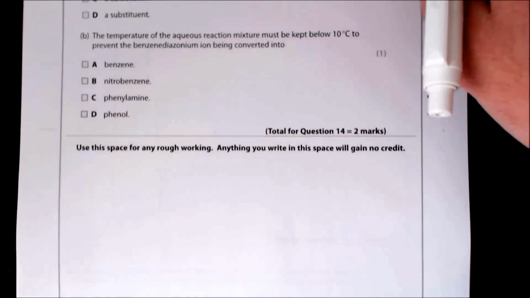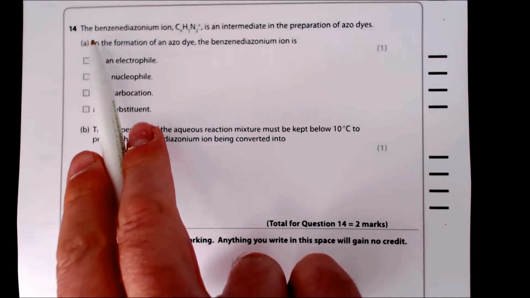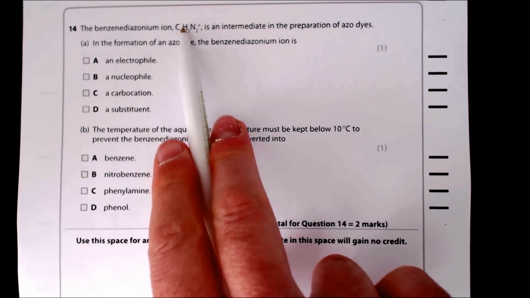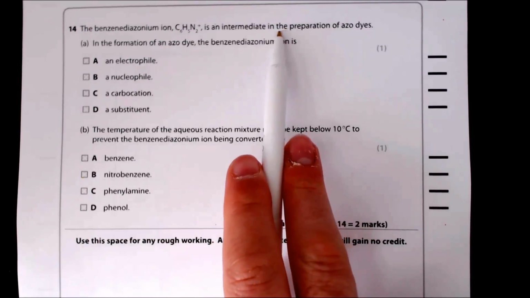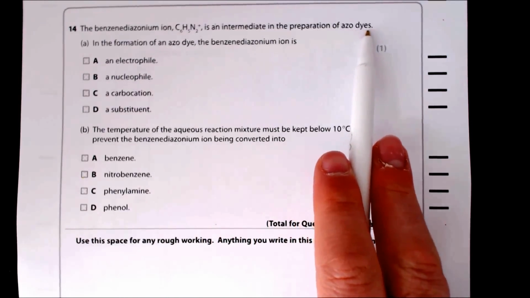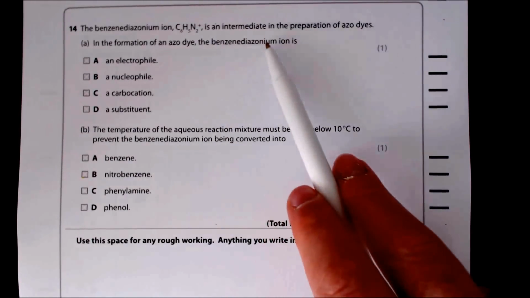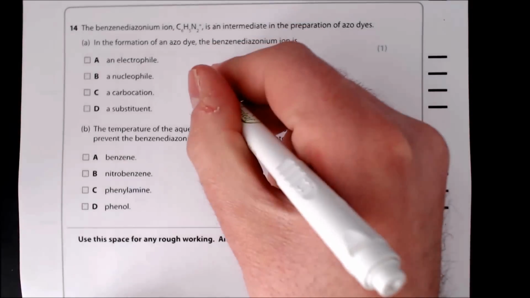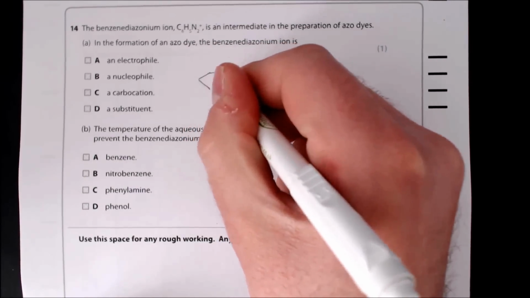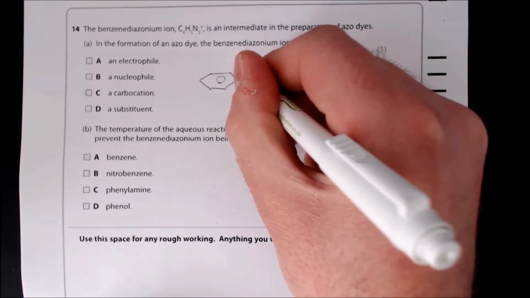So this is question 14. Let's just drag that down there so we can see it. Right, so it says the benzene diazonium ion C6H5N2+ is an intermediate ion in the preparation of azo dyes. In the formation of an azo dye, the benzene diazonium ion is... Right. Okay, so sometimes it just helps to draw these little diagrams. So let's draw that there.